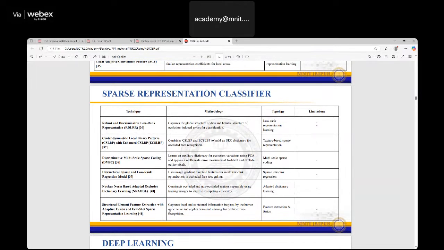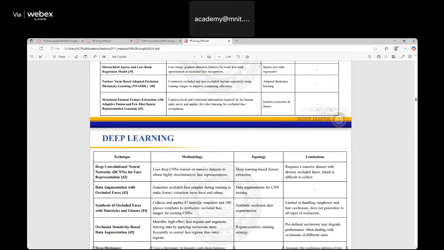The sparse representation classifier is robust and discriminative, with low rank representation which captures the global and holistic structure of occlusion. There are discriminative multi-scale sparse coding and a hierarchical sparse and low rank regression model. It also uses image gradient features for weak low rank optimization, nuclear norm-based adaptive occlusion dictionary learning, structural element feature extraction with adaptive fusion, and few-shot sparse representation learning. So this is, I think, all. We will start from deep learning.